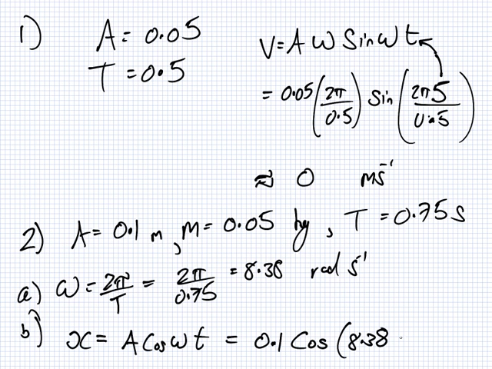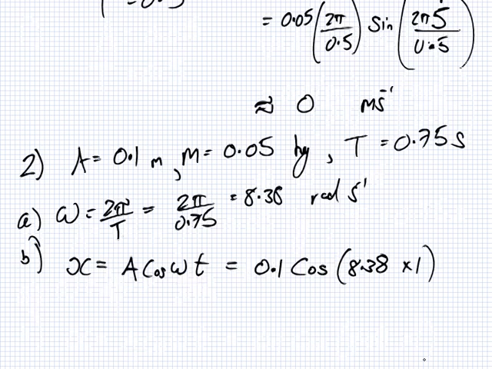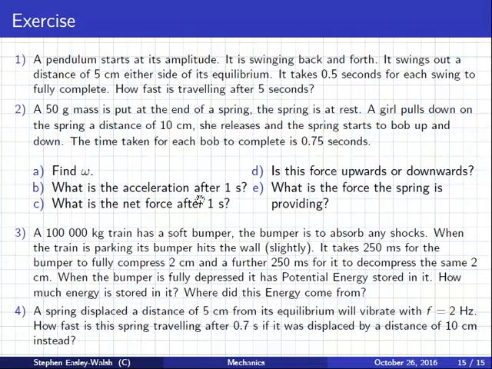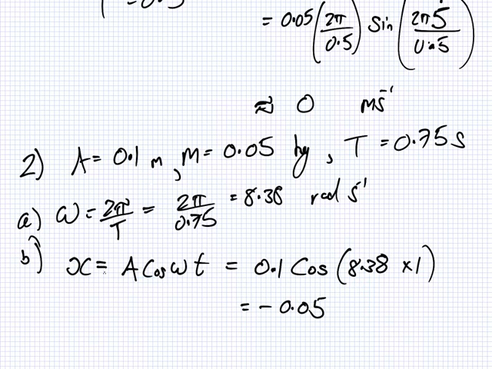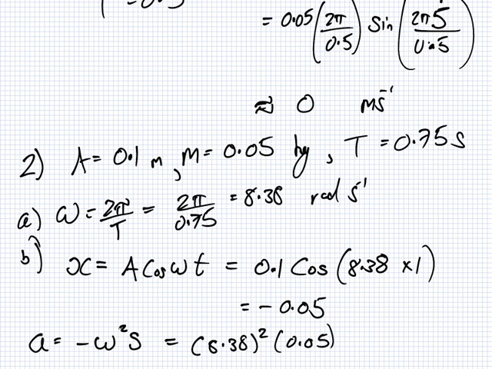Hey, no fighting now. Okay, what's this please? Minus 0.05. Minus 0.05? Because it starts on the outside because she pulls it down. Yeah. Right, so now you were saying the formula is a equals minus omega squared s. And we know the s now and we know the omega. So it's 8.38 squared times 0.05. The minus and minus cancel.